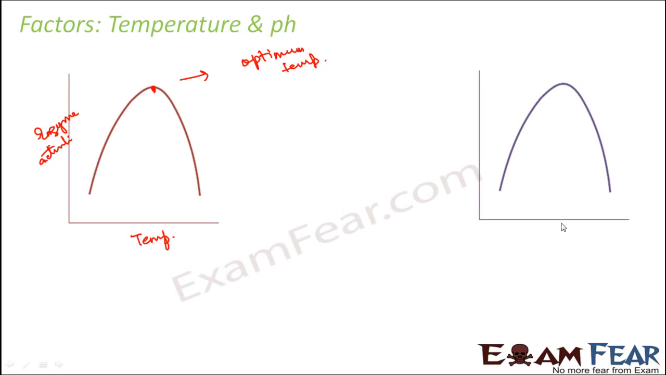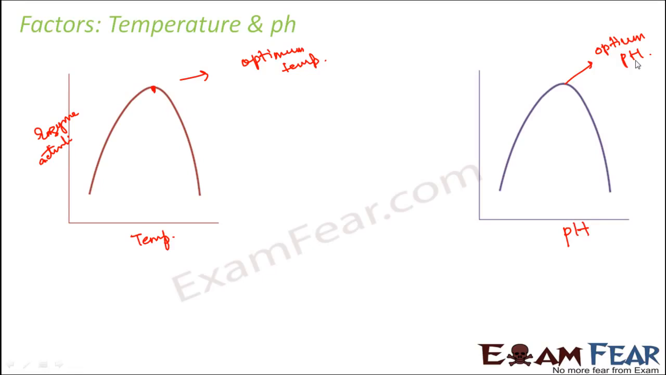Now when you talk about pH, the behavior is almost the same. Different enzymes have different optimum pH. In pH also you have an optimum pH, that is, a value of pH for which the enzyme activity is maximum. Below that it degrades, above that it again degrades. But one thing to note here is that different enzymes will have different optimum pH.